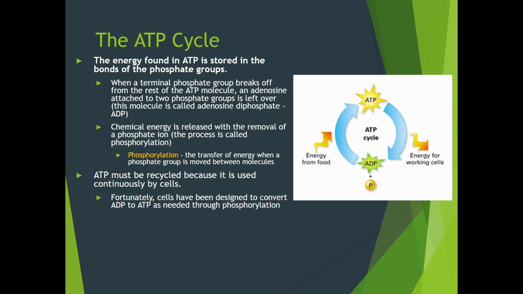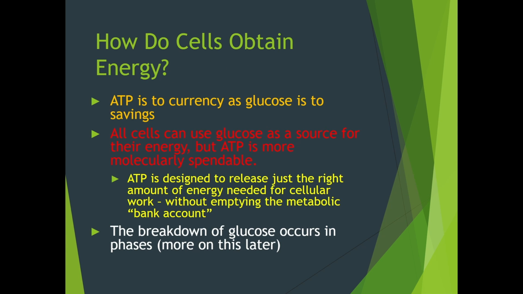So ATP must be recycled, and because it must be recycled, it becomes a part of this ATP cycle as it's kind of pushed back and forth between the metabolic pathways of cellular respiration and photosynthesis. So if we're looking at how cells obtain energy, they need ATP. That's the currency, but glucose is the savings. It's either stored as starch or cellulose in plants or glycogen in humans. So a lot of organisms have a savings of glucose or some type of metabolic bank. All cells use glucose as a source for their energy, but ATP is definitely more molecularly spendable.